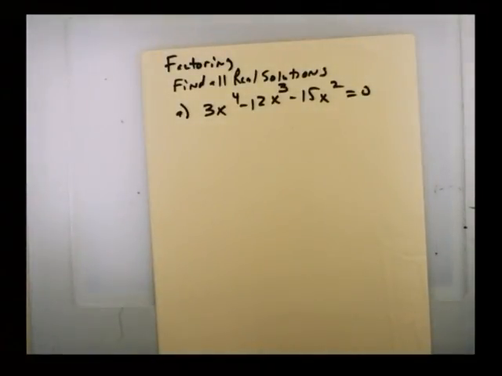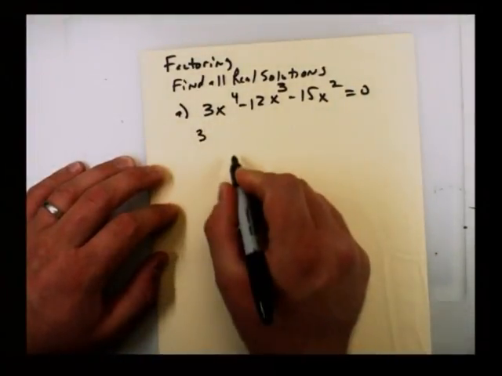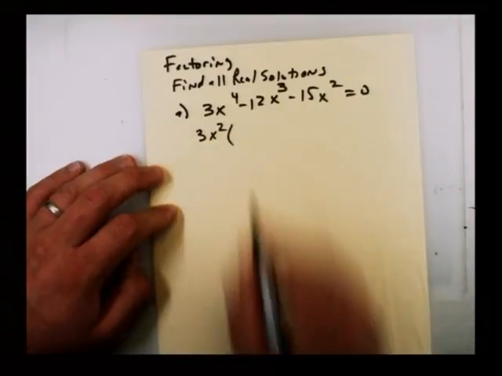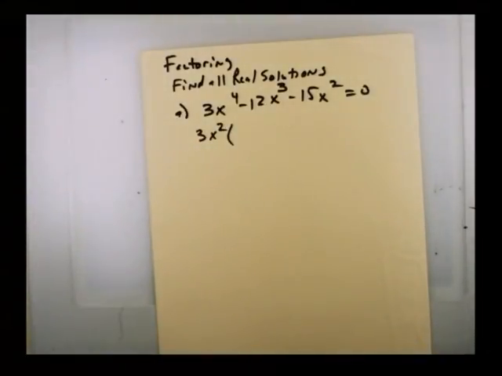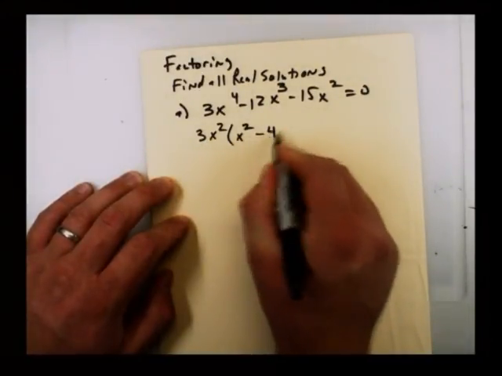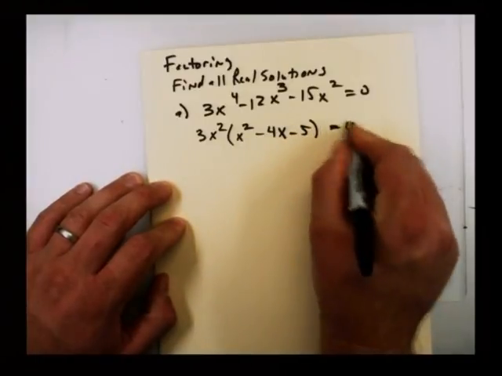Now, I always tell my students, the first thing when you get a problem that's equal to 0, you get to use the zero product property. With that, take out anything they have in common. When looking at all three of these, what do they all have in common? They definitely all are factors of 3. What else do they have in common? They all definitely have an x squared. Once you take that out, what's left over? You get an x squared, you get a minus 4x, you get a minus 5, equal to 0.